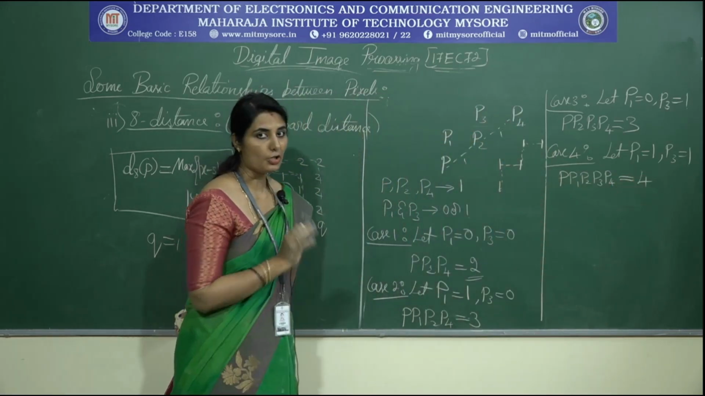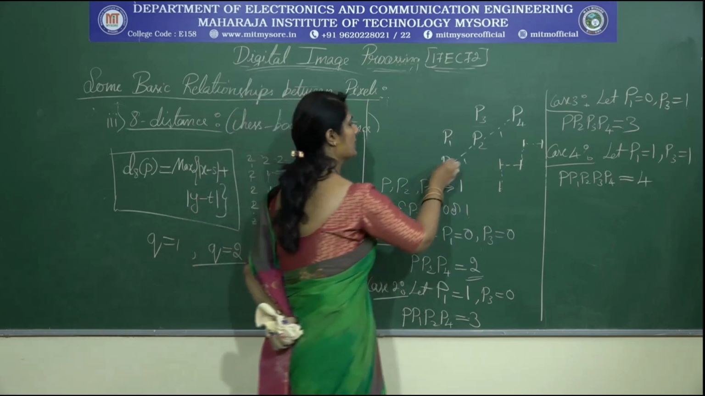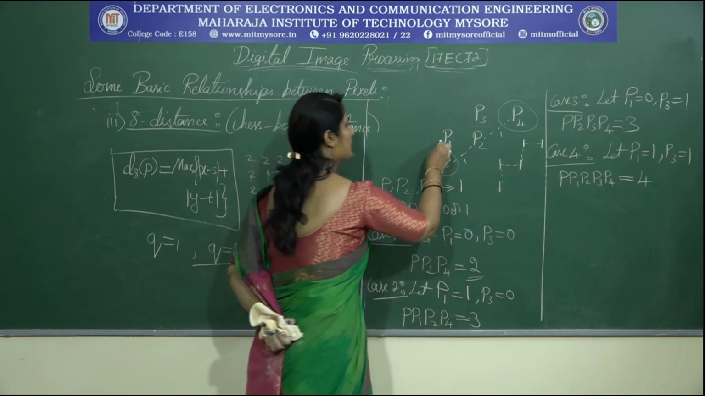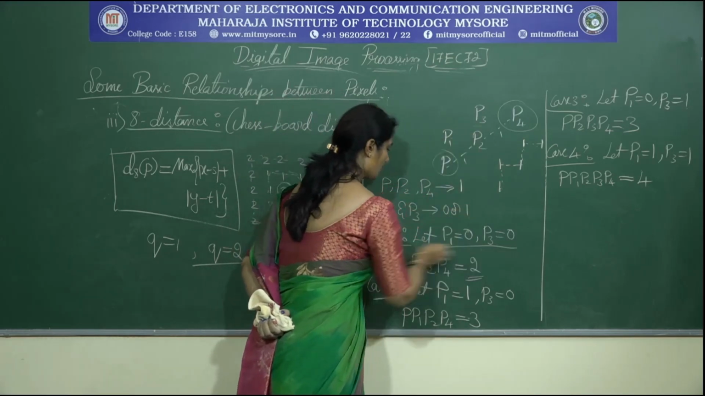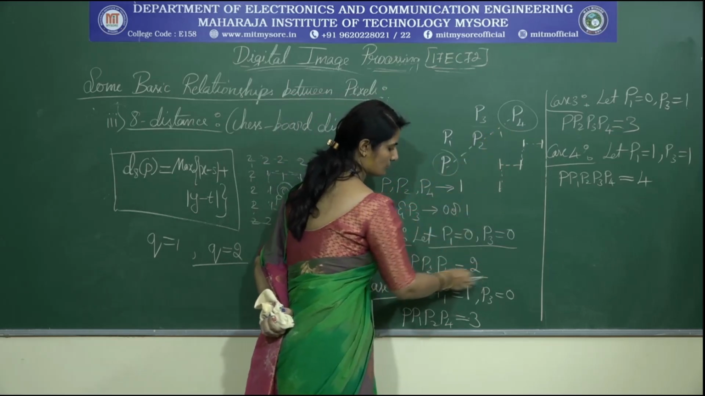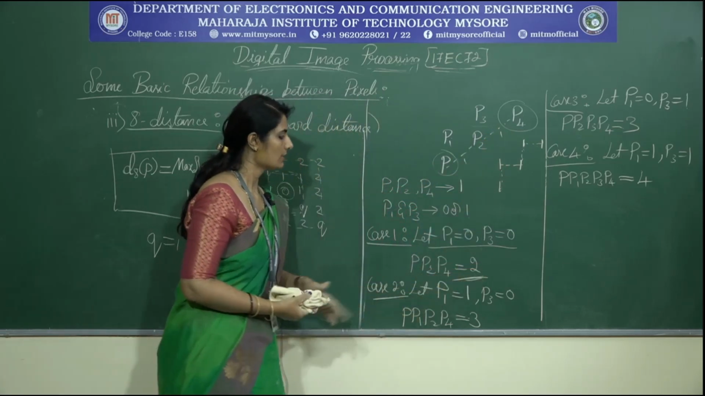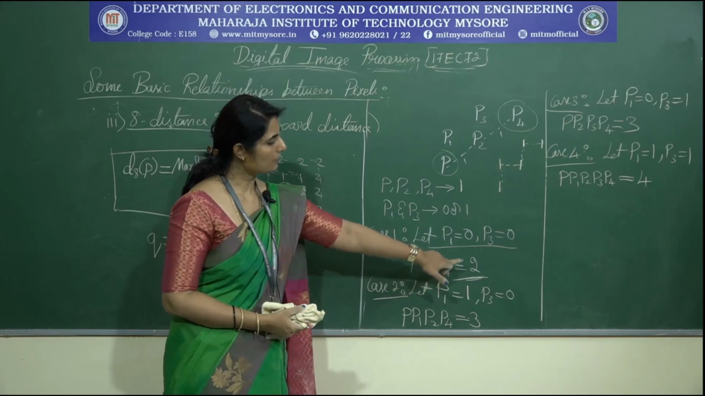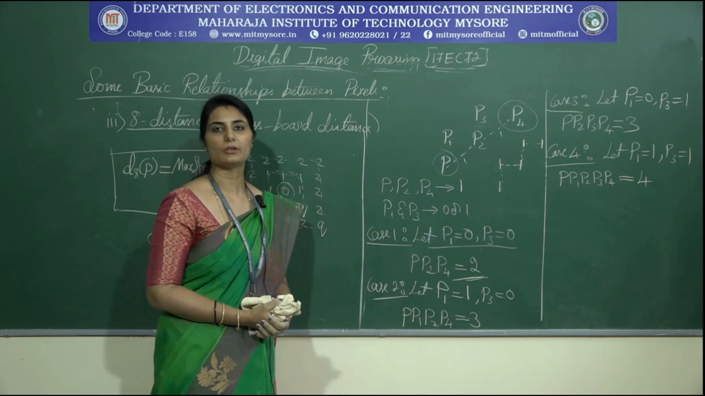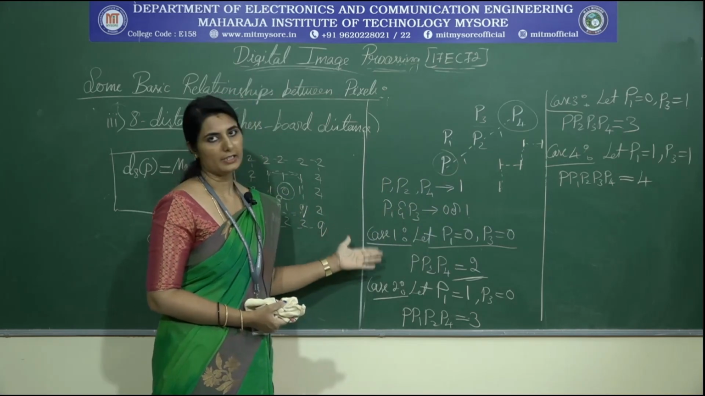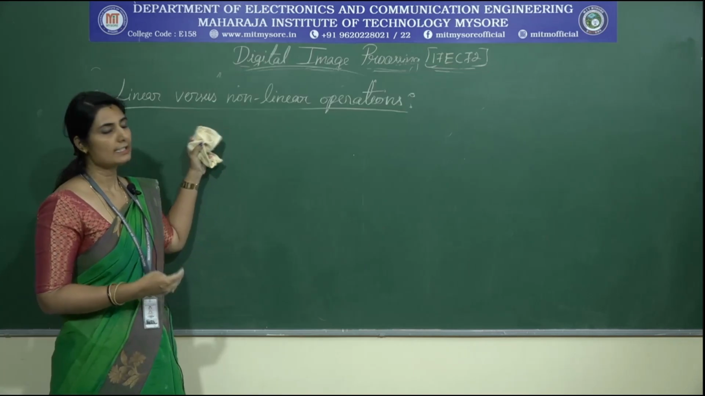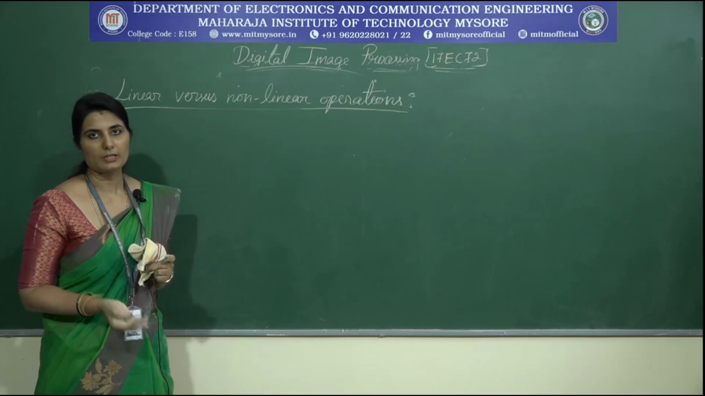So now which is the shortest path between P and P4? When P1 and P3 are 0, the shortest path between P and P4 is 2. Right. So the shortest path between P and P4 is 2, that can be achieved when P1 and P3 are equal to 0. This is how you can find out the shortest path between the two pixels. This is the last topic of this particular module.